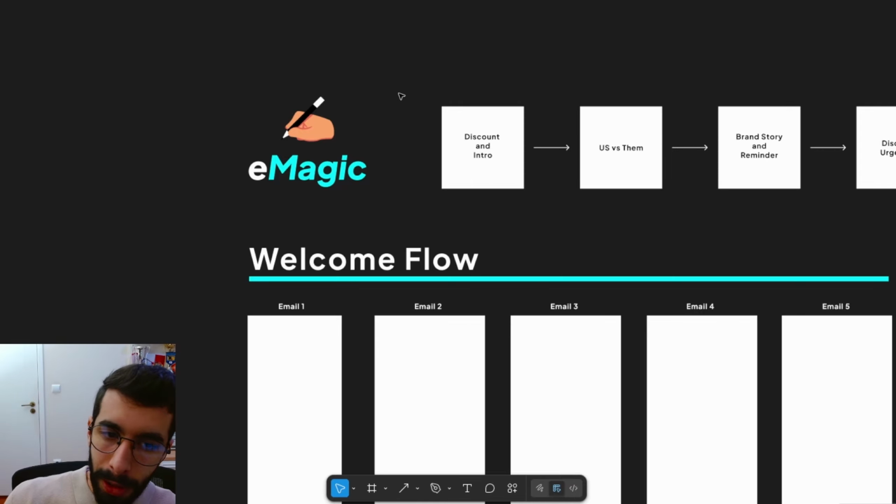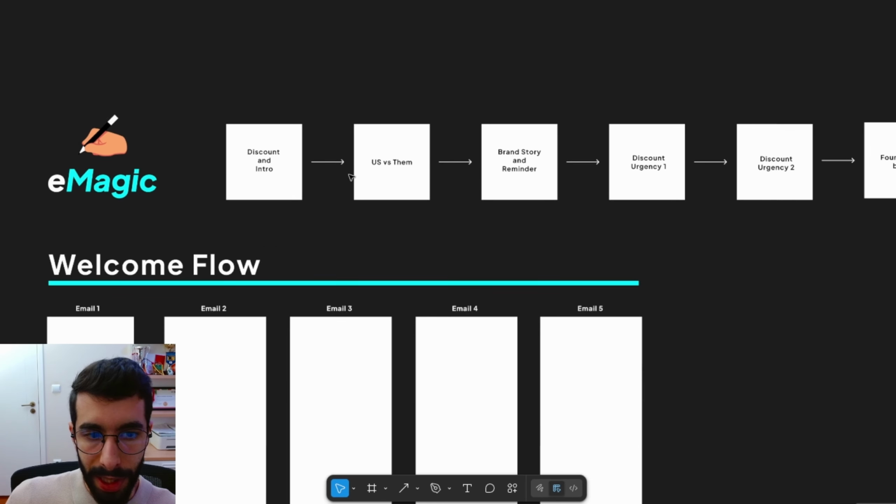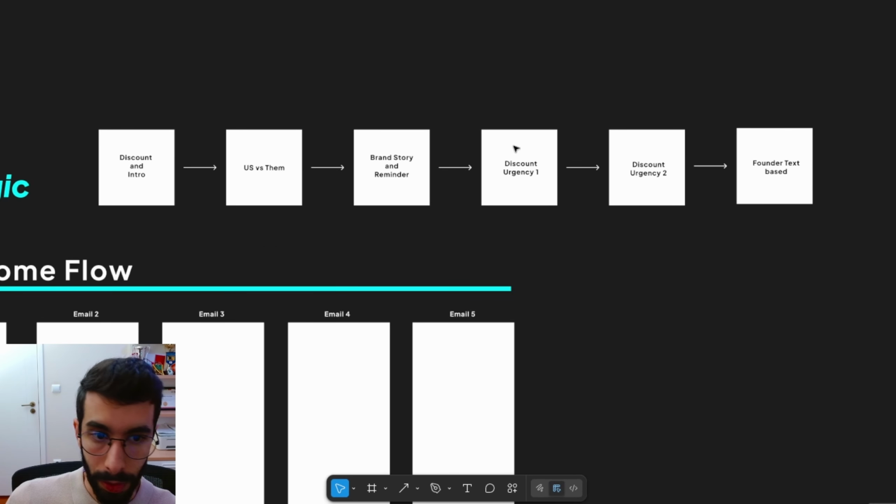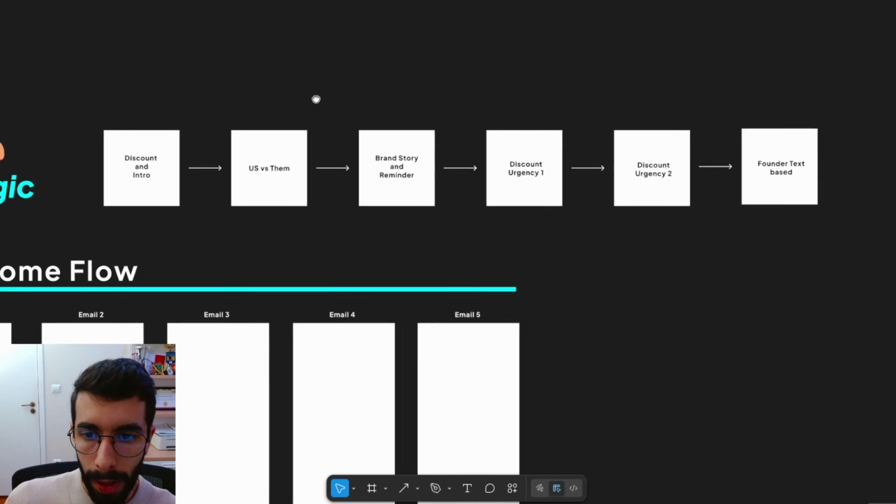Now, before we continue, I want you to understand that there's a lot of templates out there, and most of these templates that people are using are not the most suitable for their particular brand, okay? So I'm going to give you an example here. This is a welcome flow sequence that I'm about to give you and explain to you, okay?